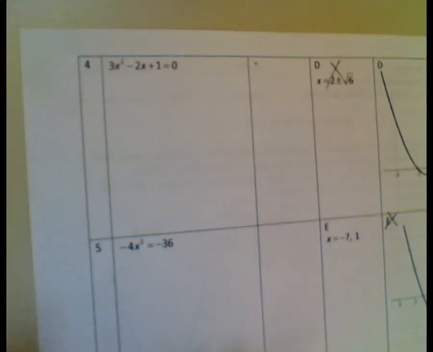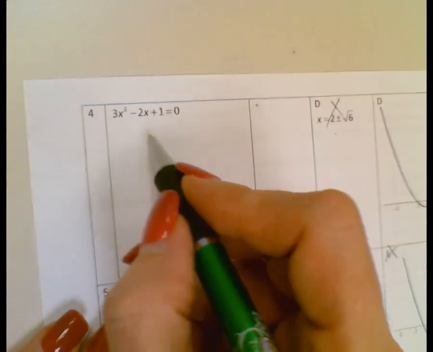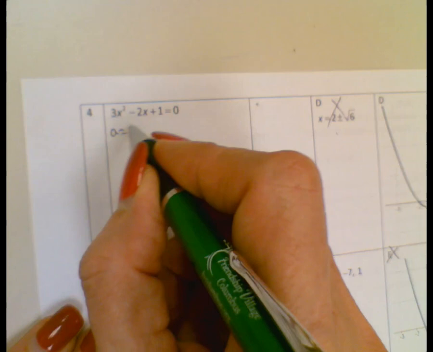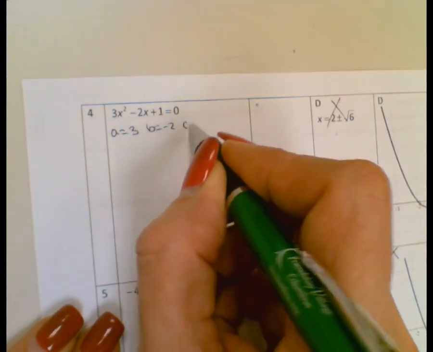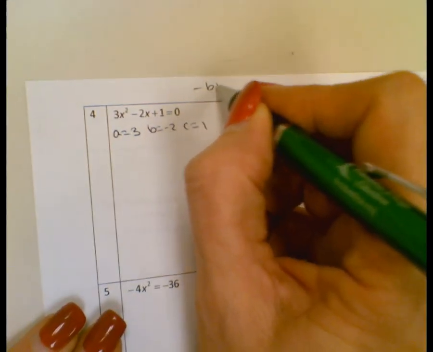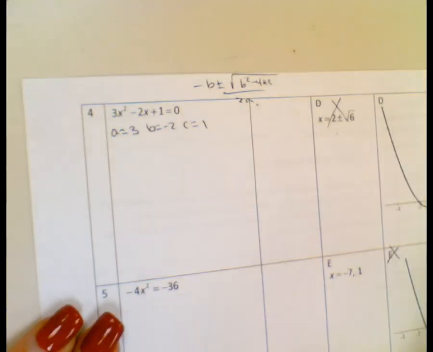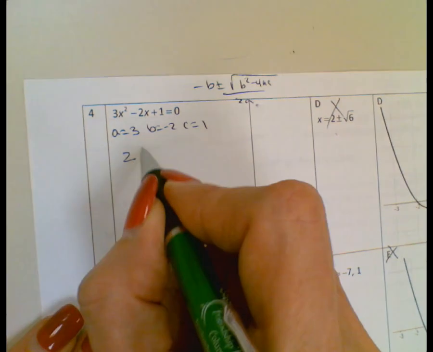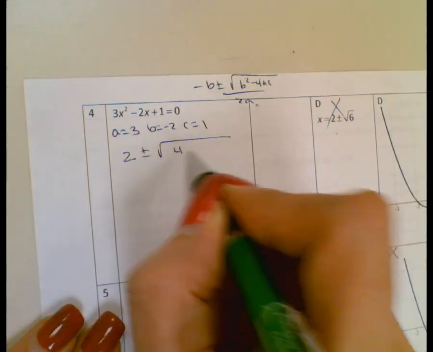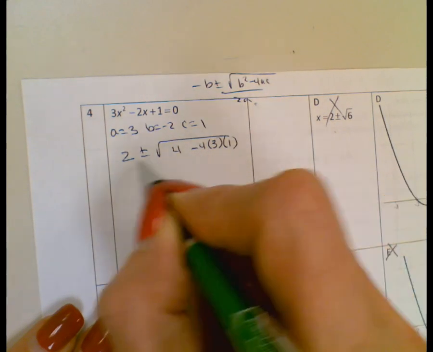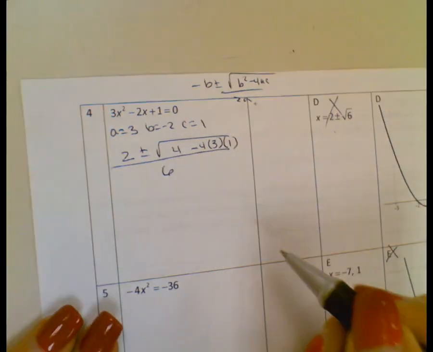So now we're on the back. Number 4. So this one, it might be able to be factored, but I don't even want to attempt it. So we're going to do the quadratic formula. So A is 3, B is negative 2, and C is 1. There's the formula. The opposite of B is 2. B squared is 4. A is 3. C is 1. Over 2 times A, which is 6.